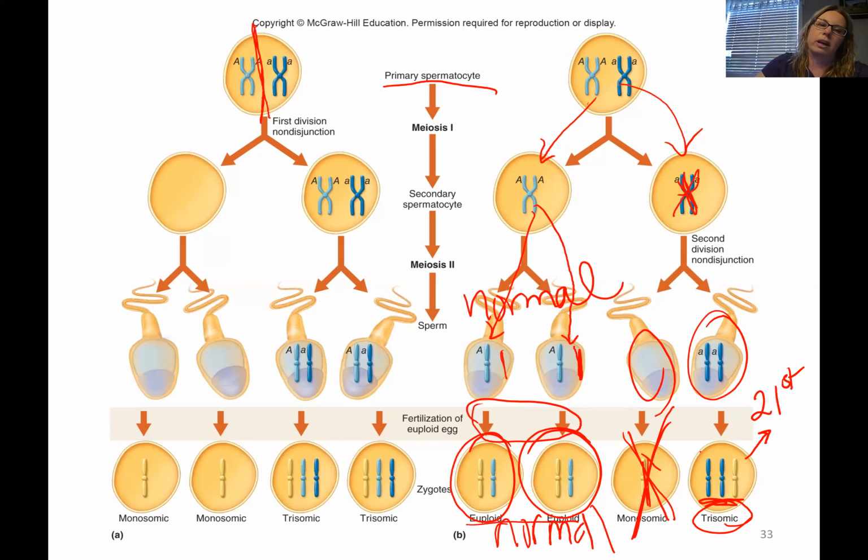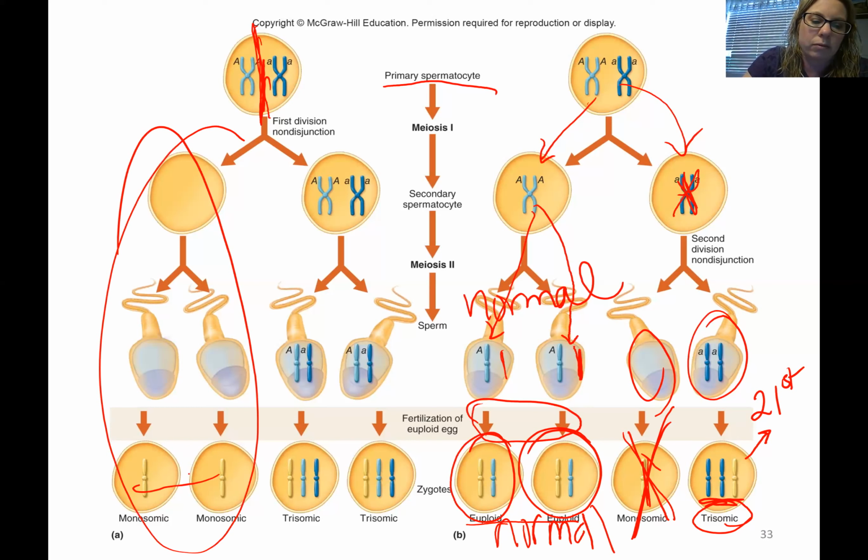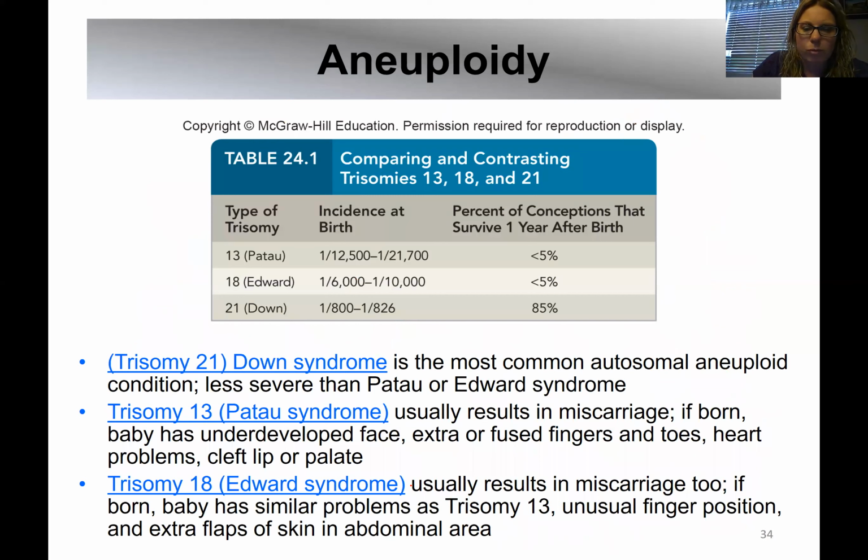Another way that this could happen is if the non-disjunction occurred initially. You would have 2 sperm that resulted in a monosomic, and here you would get 2 with 3 copies. So I mentioned the 21st chromosome. If that one doesn't separate, that is Down syndrome. The chances of surviving past 1 year is 85%, which is pretty good.